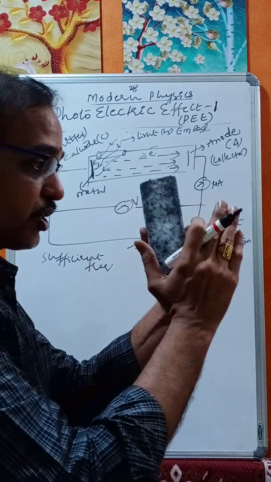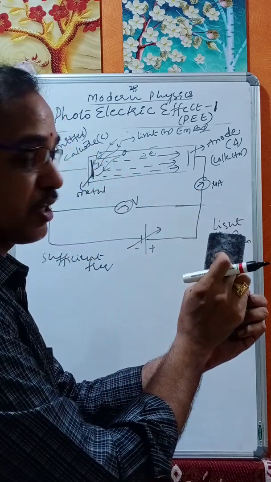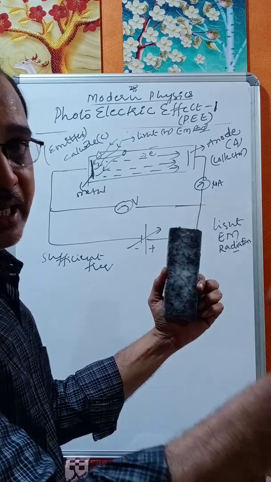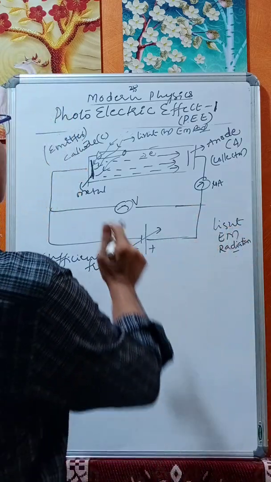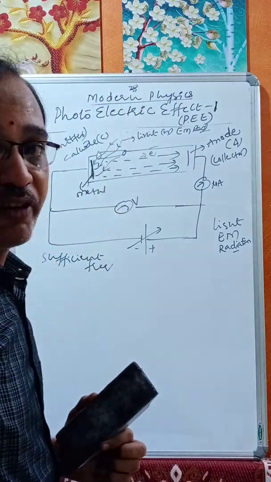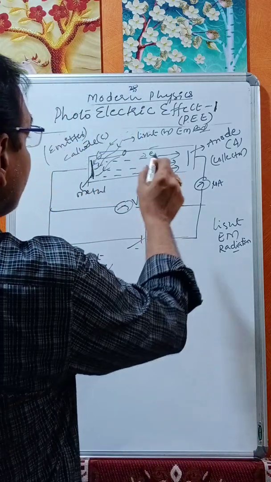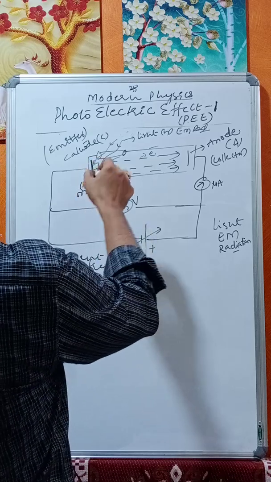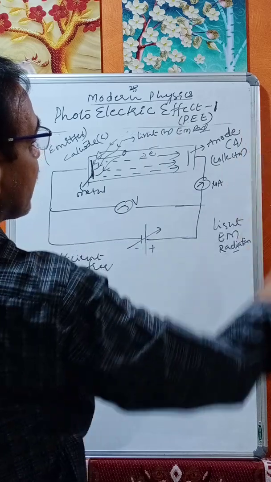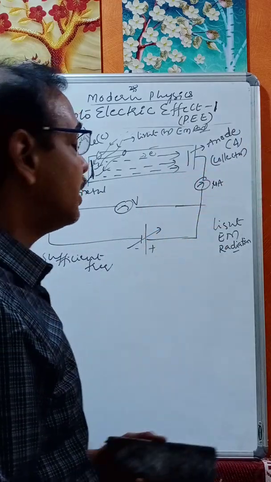So light of sufficient frequency falls on the metal surface. Then what happens? The atom emits electrons. How? I will explain. These electrons are called photoelectrons, and the effect is called photoelectric effect. The metal which emits electrons is called emitter or cathode, and which collects those electrons is called anode or collector.